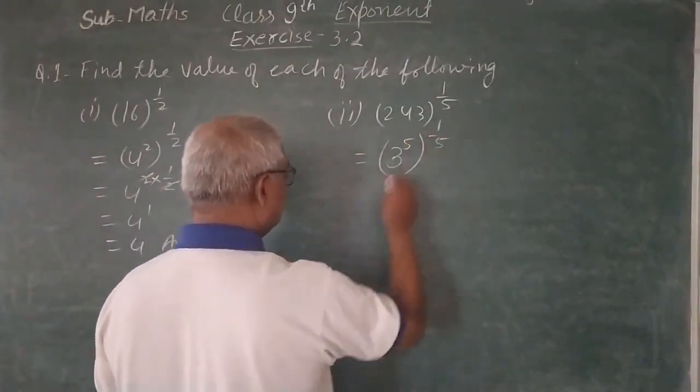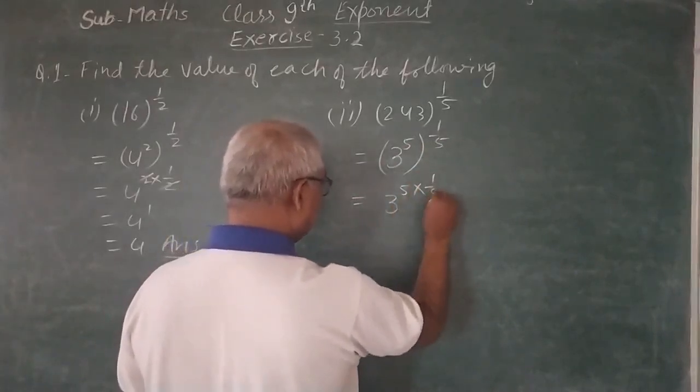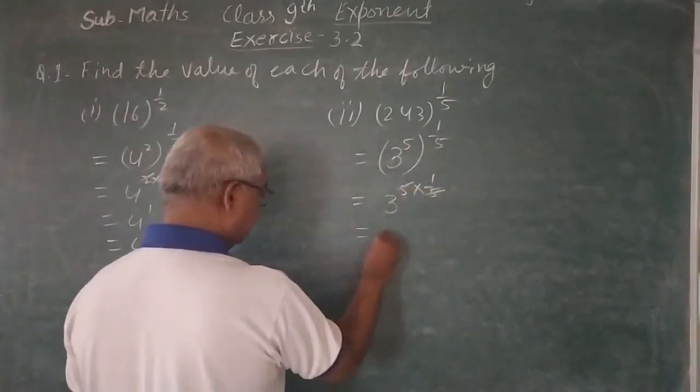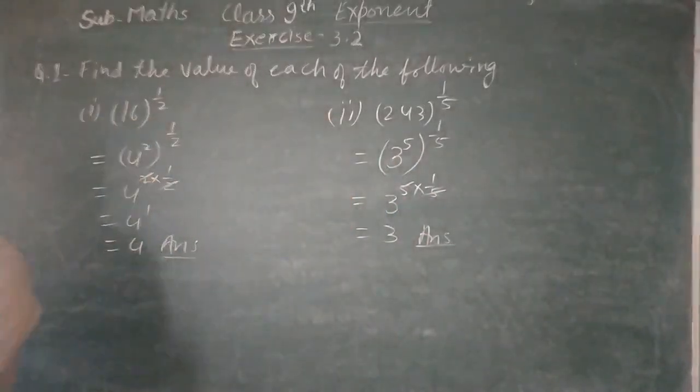Now in the second part, it is 3 to the power 5 and whole power is 1 upon 5. So it is a power of a power, so 3 to the power 5 into 1 upon 5. 5 cancels with this 5, so we get only 3, and 3 is the answer.